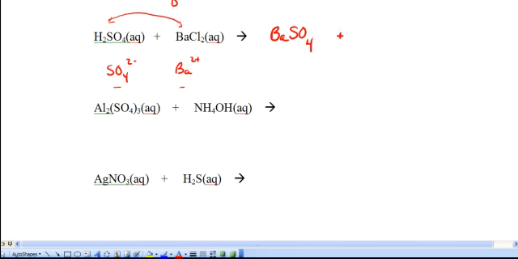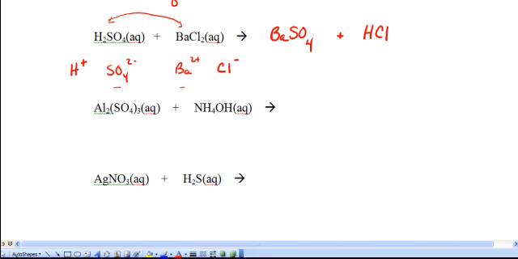In the second product, you have hydrogen going with the chloride ion. Well, the hydrogen is a +1 cation. The chloride ion is a -1 anion, so you only need one hydrogen to balance the charge on one chloride. So you simply have HCl.